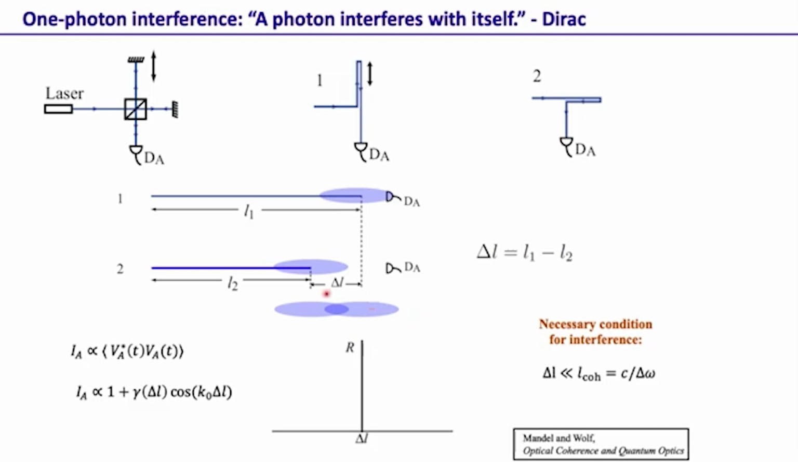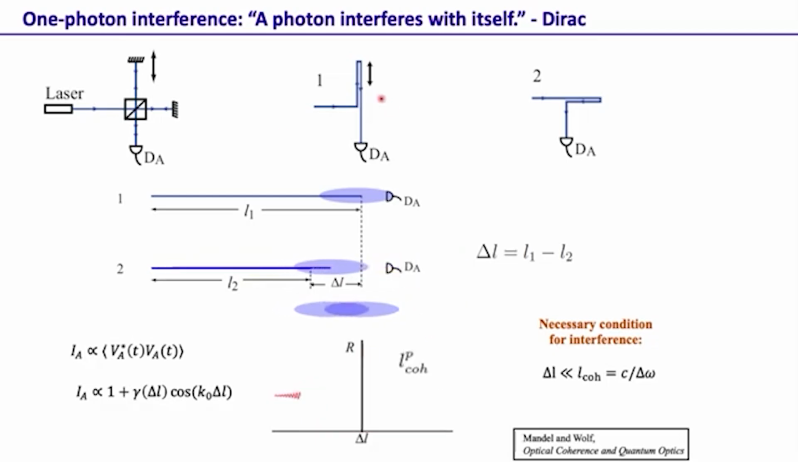And the interference happens when we change delta L. When we change delta L, these two packets overlap, and if the overlap is perfect, we see perfect visibility interference. When the overlap diminishes, we see interference with lesser visibility, or after a while it actually becomes 0. So this is our intuitive understanding of one particle interference.